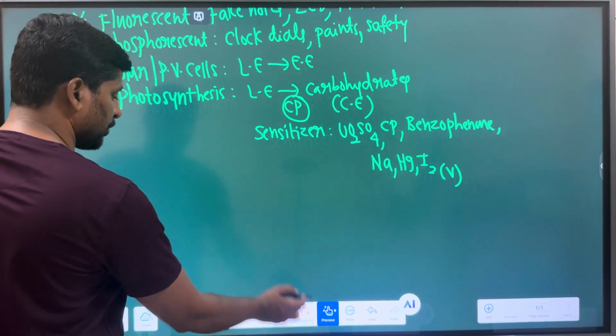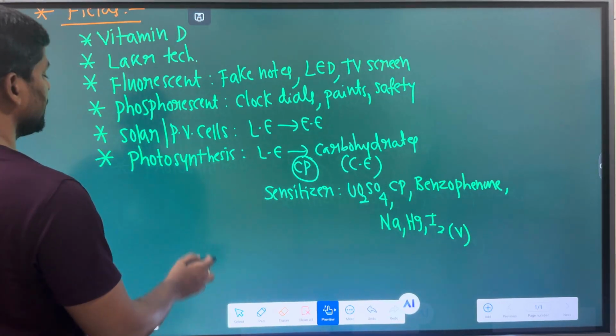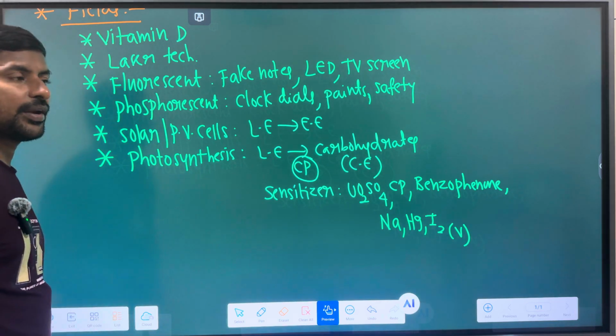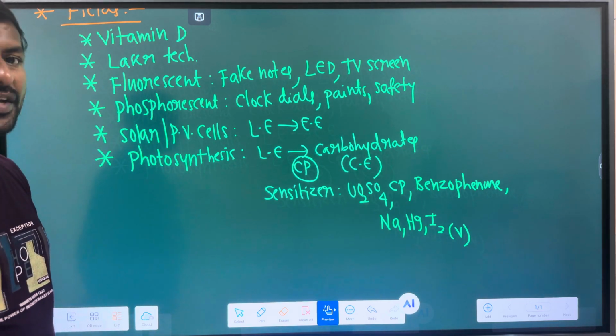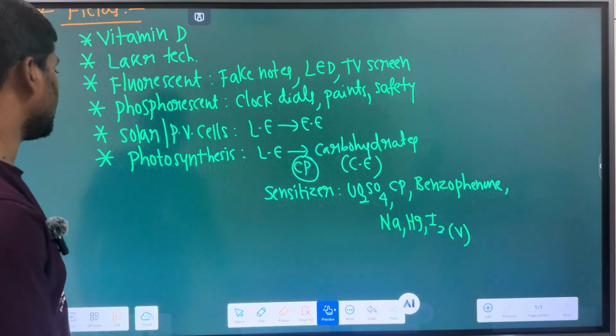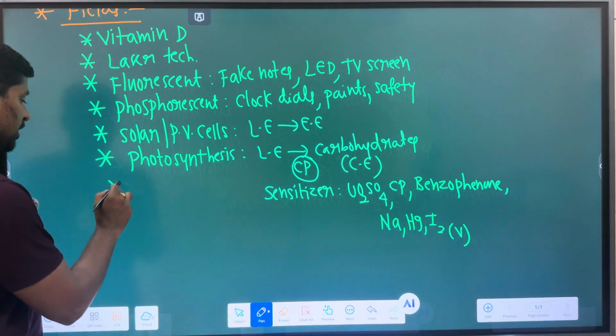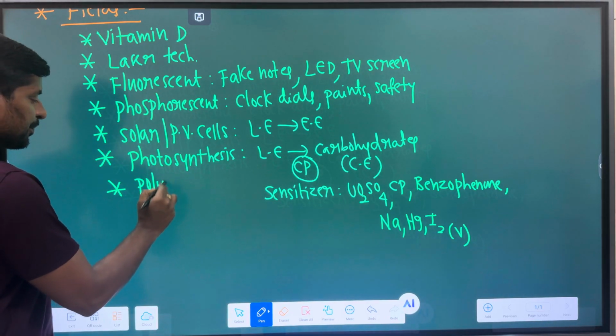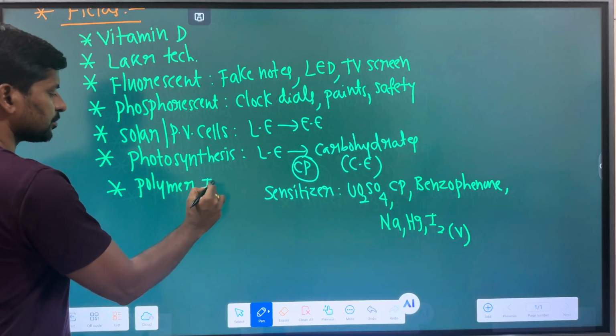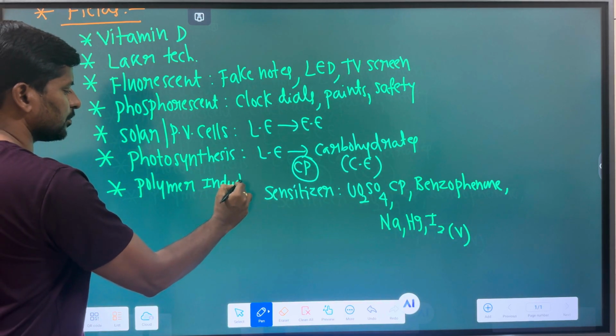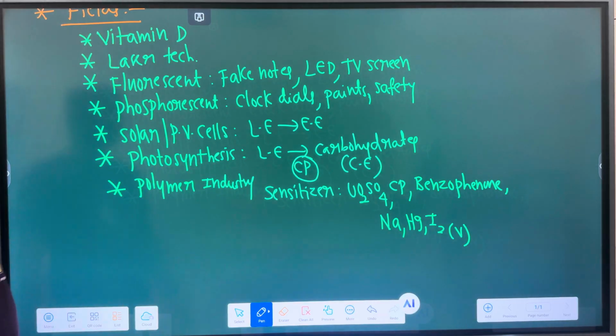So various photochemical reactions we can carry out by using light energy. This is useful in the polymer industry also, etc. Like this, we have various applications of photochemistry.